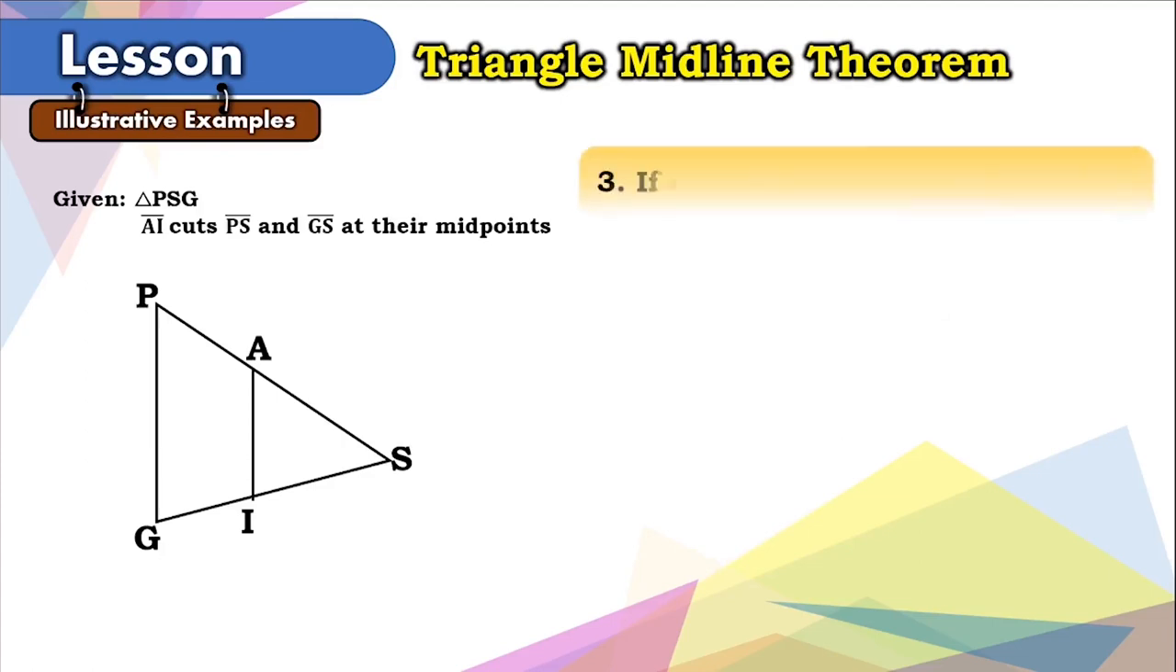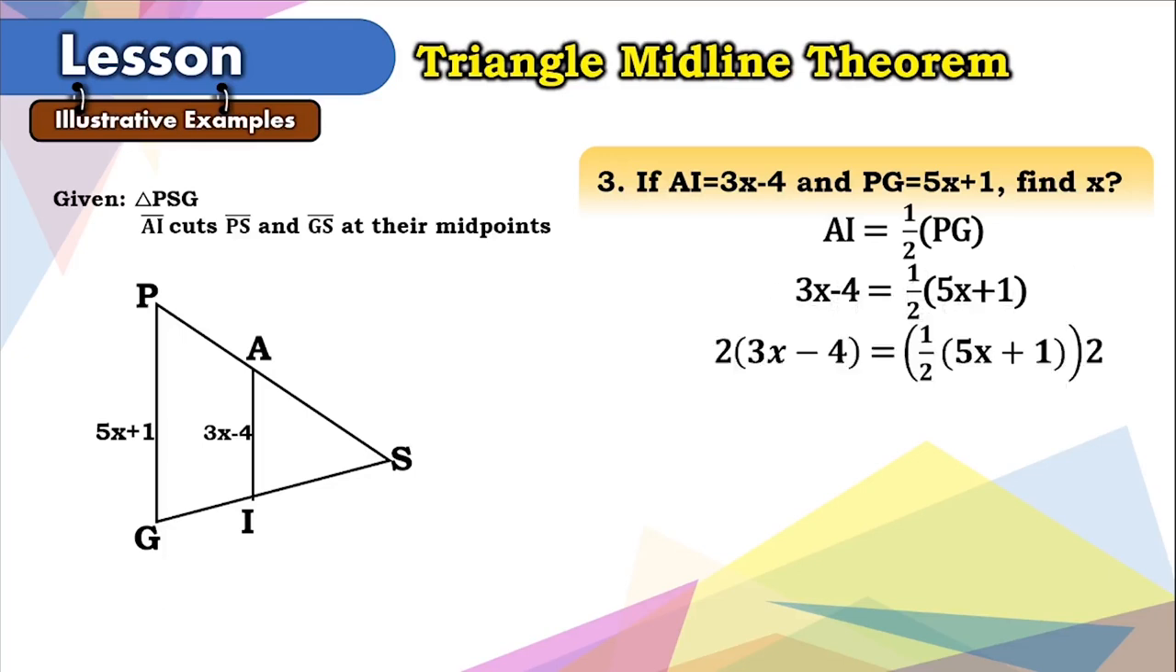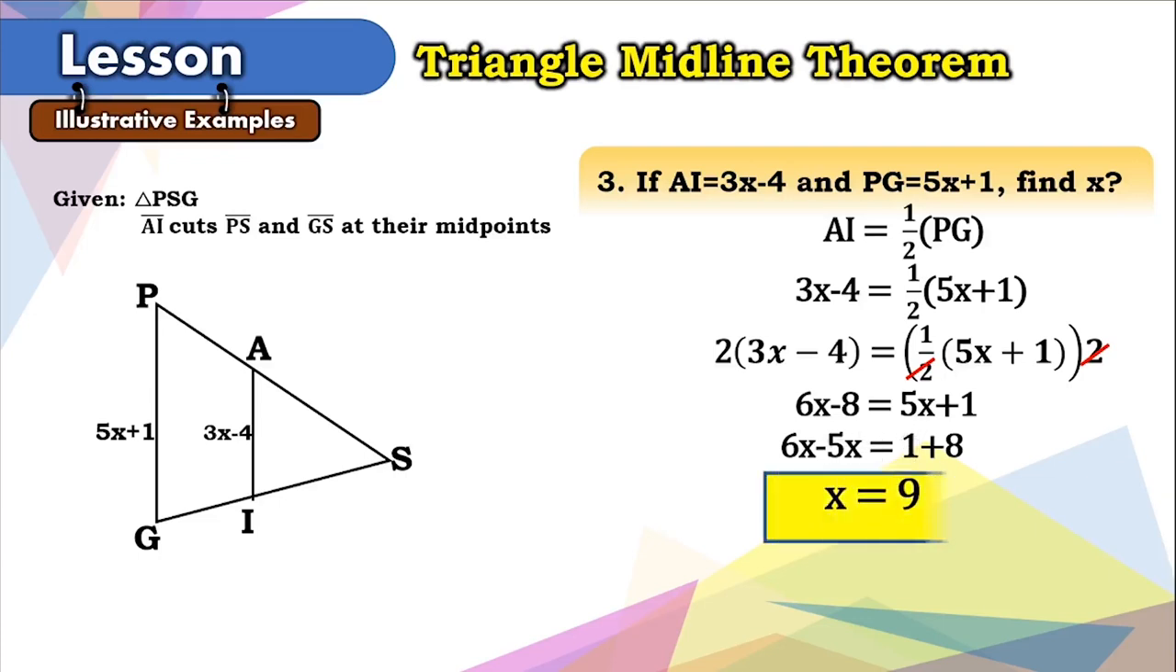Problem number 3. If AI is equal to 3x minus 4 and PG is equal to 5x plus 1, find x. With the triangle midline theorem, we have AI is equal to 1/2 of PG, and substituting the given details, we can have 3x minus 4 is equal to 1/2 times the quantity of 5x plus 1. To simplify this further, we need to multiply both sides of the equation by 2, which can be simplified further as 6x minus 8 is equal to 5x plus 1. And the final answer is x is equal to 9.